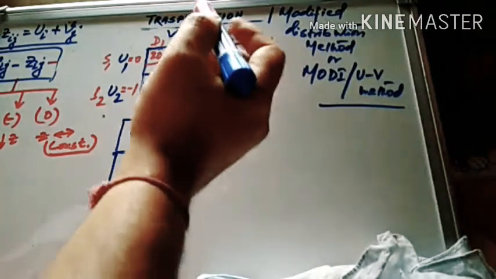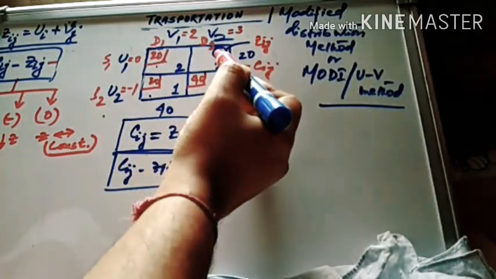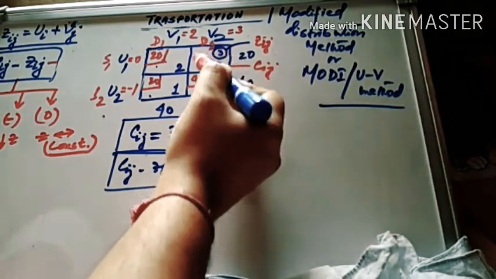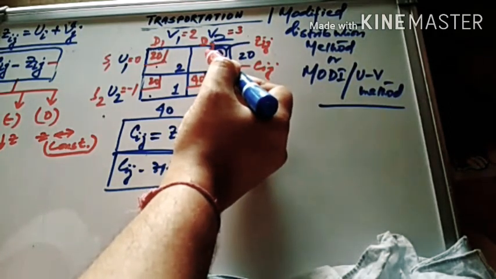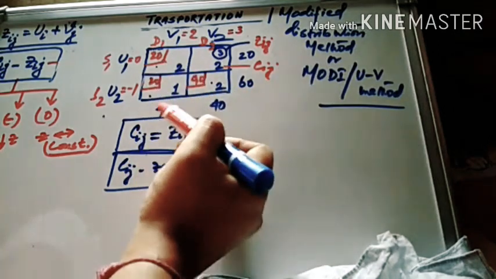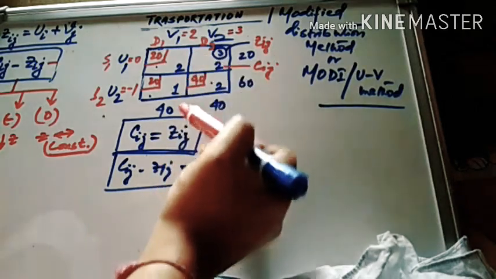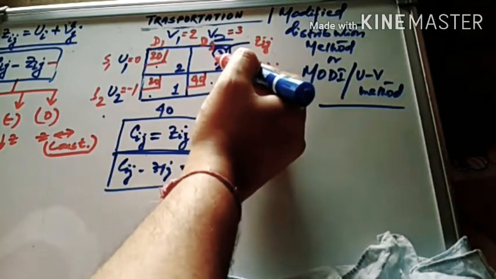You just remember one thing. You have to calculate only the Zij value of the non-allocated cell, that is this one in this case, not for the other allocated cells. Why? Because in allocated cells, the Cij value and Zij value remain the same. But in unallocated cells, you have to calculate the Zij value.